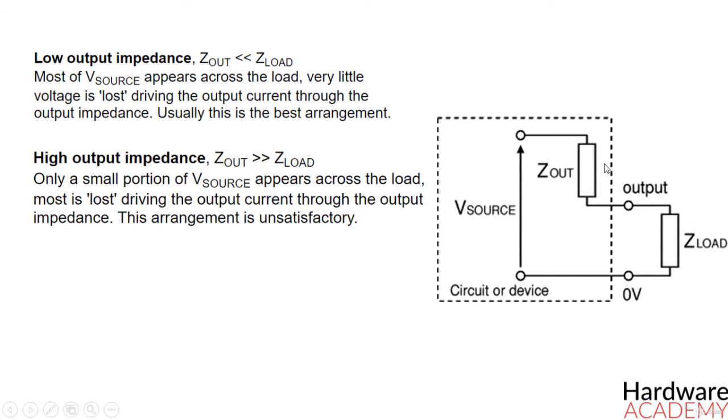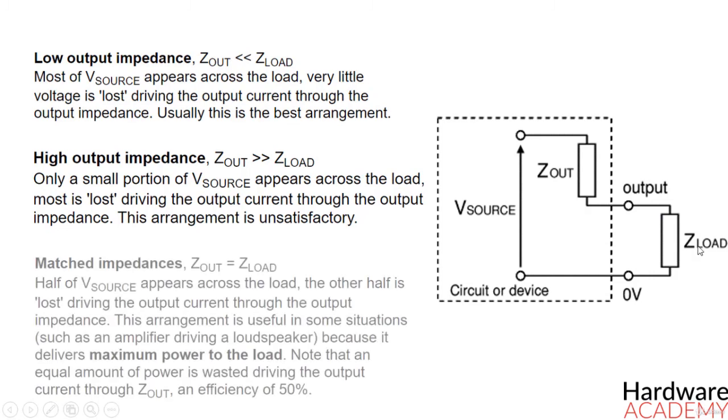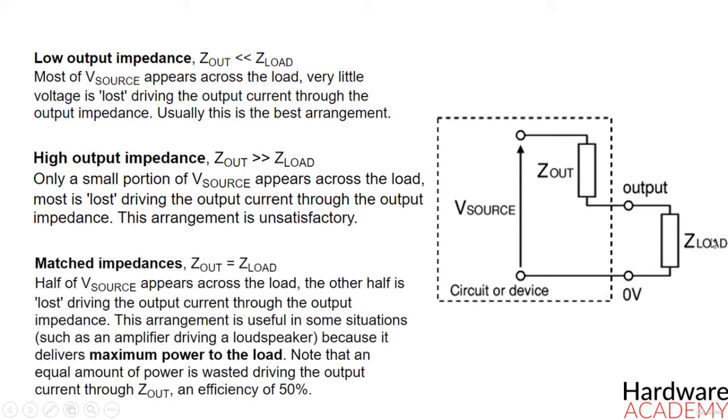There is also a case when the output impedance is equal to the impedance of the load, and this arrangement is useful in some situations because it delivers maximum power to the load. As an assignment for you, try to find out why, if the two impedances are equal, we have this advantage of maximum power delivery.